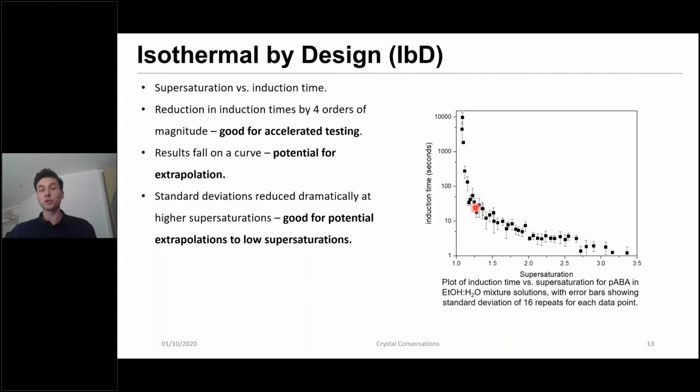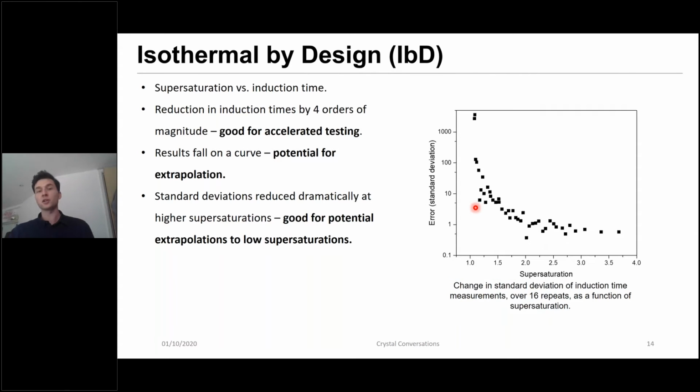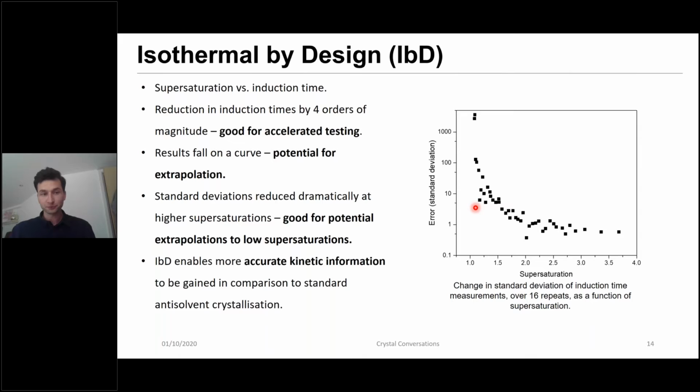Also, standard deviations were reduced dramatically at high supersaturations. So they followed the same sort of trend. At low supersaturation, we had high standard deviations, as I discussed previously for the temperature jump method. But as we increase supersaturation and we increase the driving force to nucleation, we're able to get more reproducibility. And this is great for extrapolations, because it means our data at the high supersaturations is quite accurate, and it provides more accurate potential extrapolations.